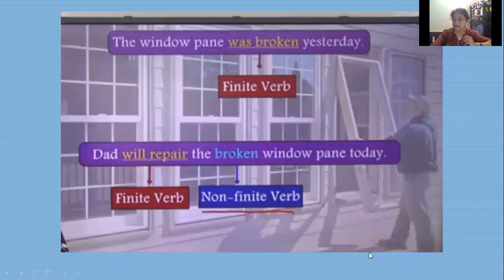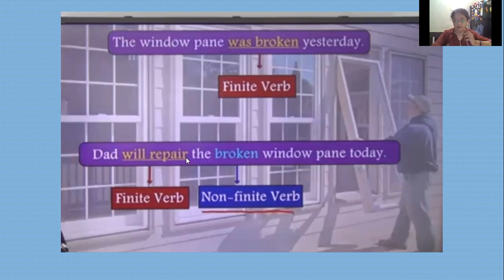See the second sentence here. The window pane was broken yesterday. So here, the window pane was broken yesterday. This is in past tense. The window pane was broken: finite verb, because it is according to the tense and it is in passive voice. Whenever we have simple past tense in the active voice and we change it into passive voice, it becomes was broken, with the verb's third form.